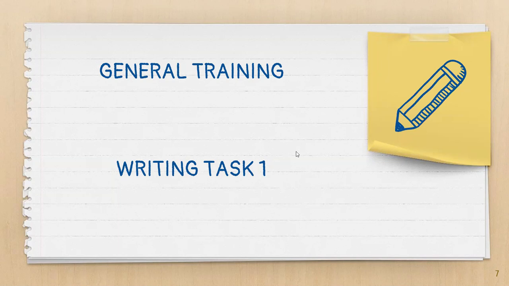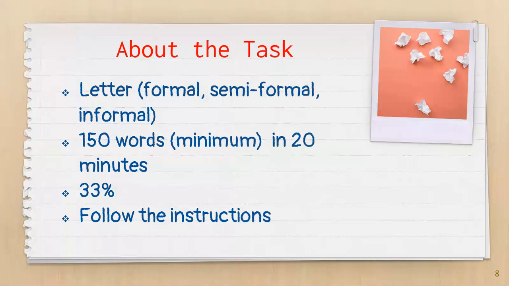What does the writing task 1 for general training focus on? For this particular task, you are supposed to write a letter, and it may be a formal, semi-formal, or informal letter, depending on the recipient of the letter as stipulated in the question that you have. To be able to tell whether you're writing a formal, semi-formal, or informal letter, you need to look at the recipient, read the question very well, and get to understand who is supposed to receive the letter.